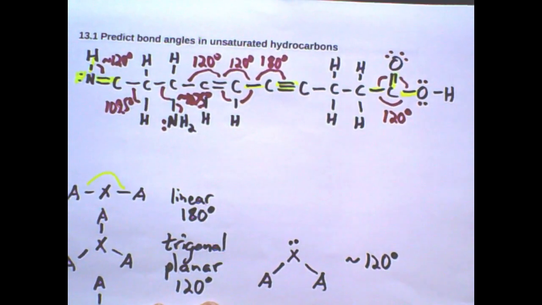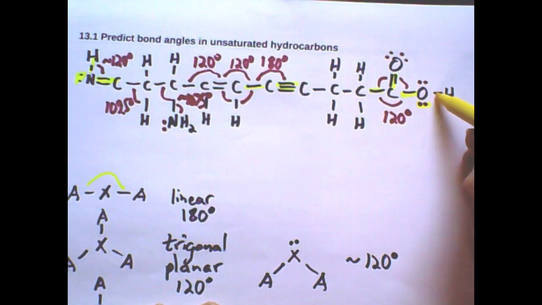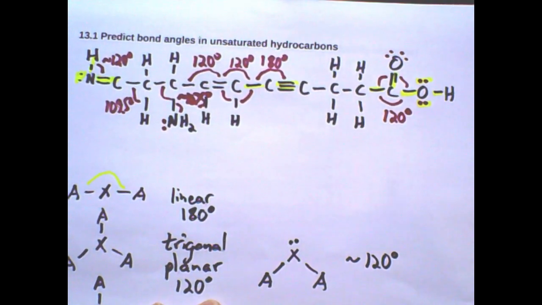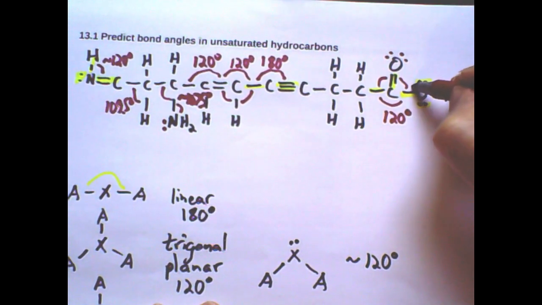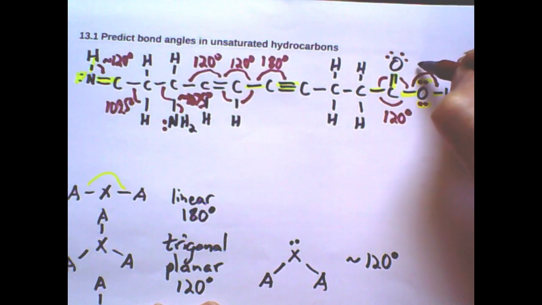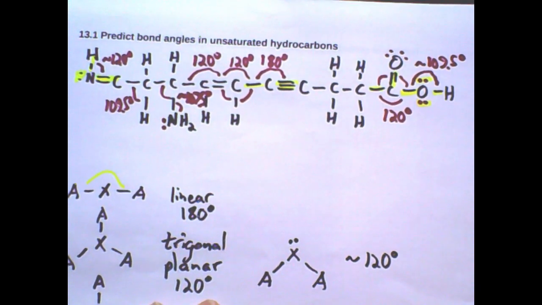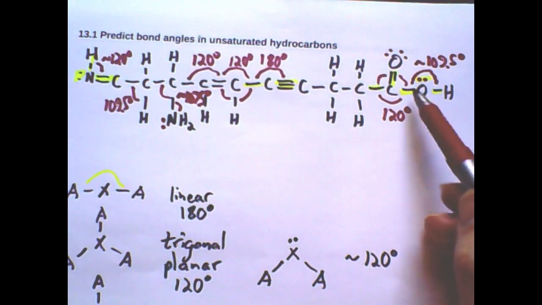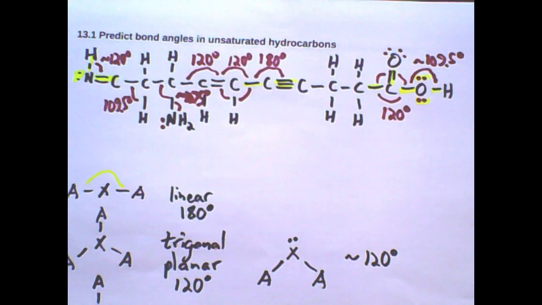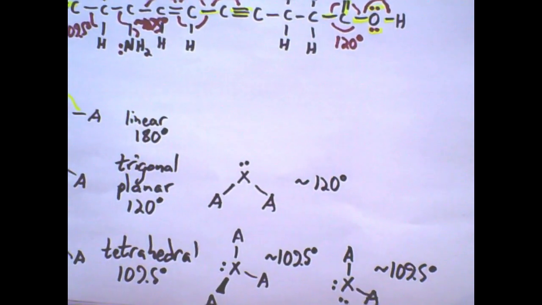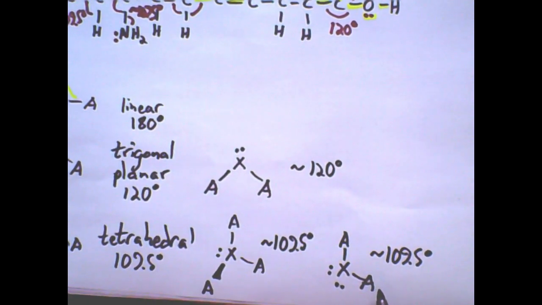We left out lone pairs. So this one has 1, 2, 3, 4 groups. So it's like tetrahedral, but it's going to be approximately 109.5 degrees because the lone pairs of electrons push the bonds more than bonds push away from each other. So it's like this shape down here.